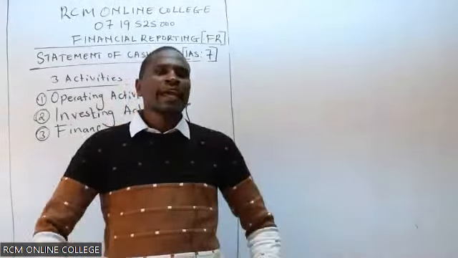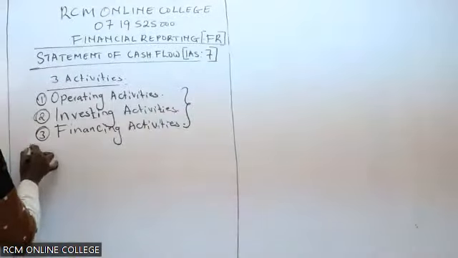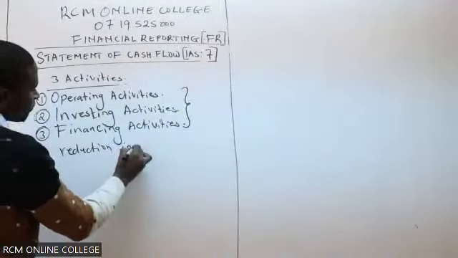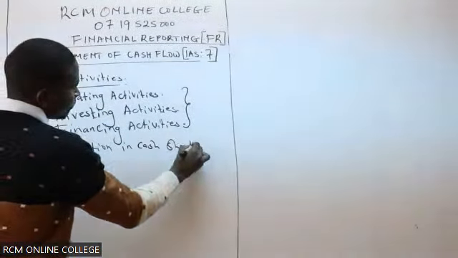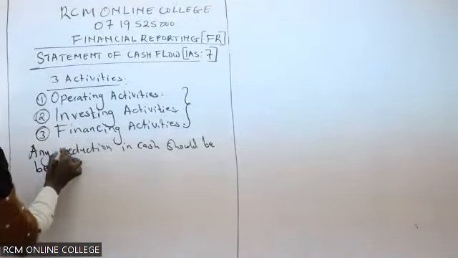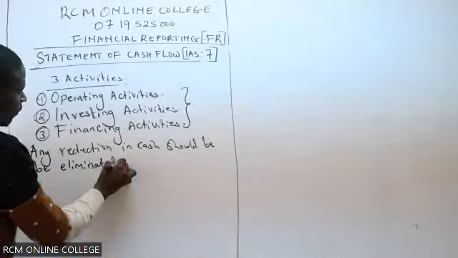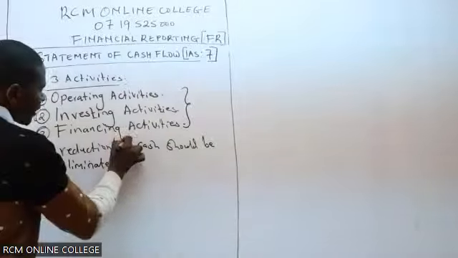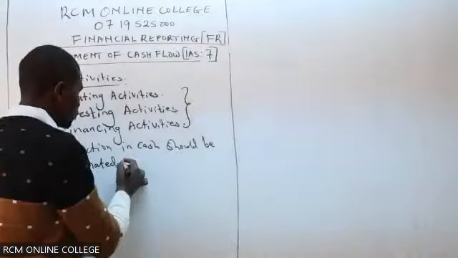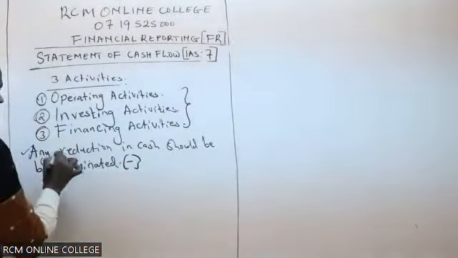Yes. So any reduction of our cash, any reduction in cash should be eliminated. So if any activity that we do reduces our cash, we subtract it. And vice versa is true.